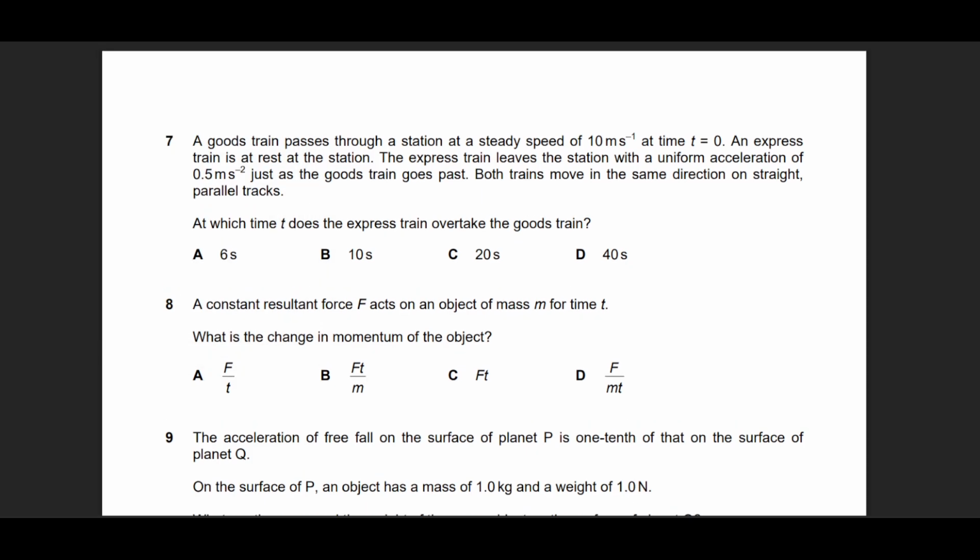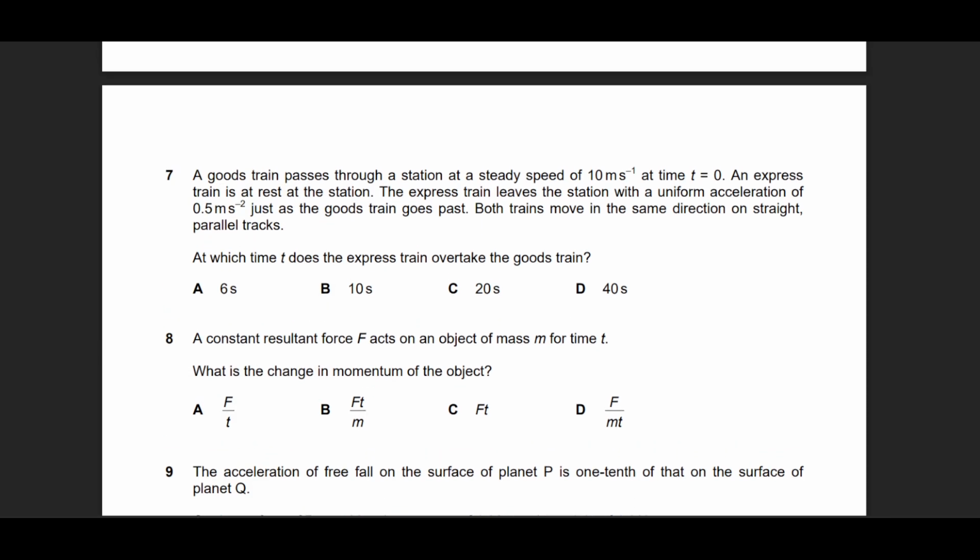Question number 7 requires a bit of algebra and graphical representation as well. It says that there is a train moving at 10 meters per second at a constant speed, and it is going to be overtaken by another train that starts from rest, for example. It starts from rest but has a constant acceleration. When are the two going to overlap or overtake each other?